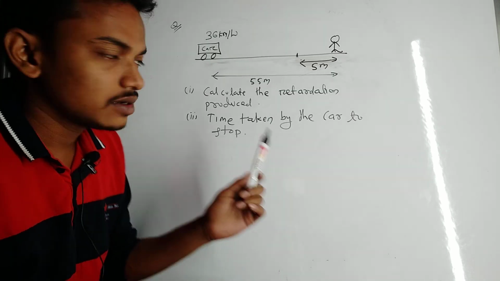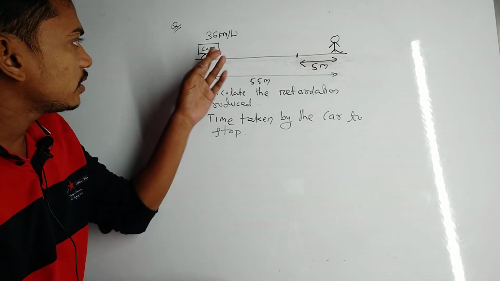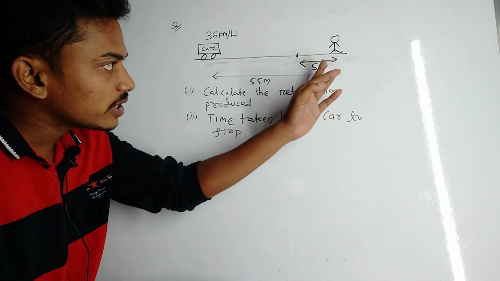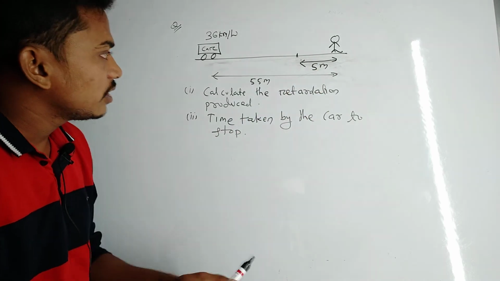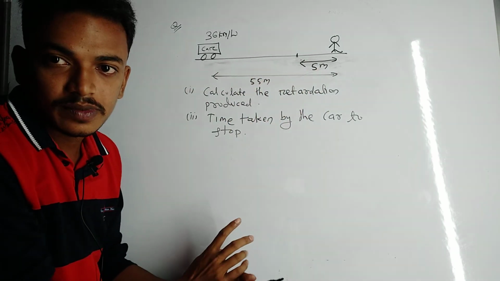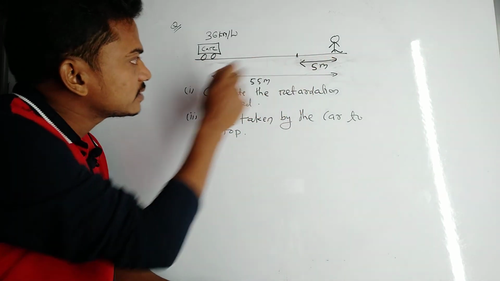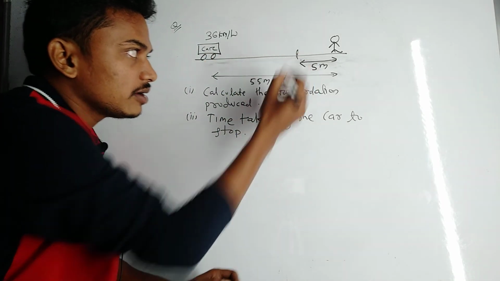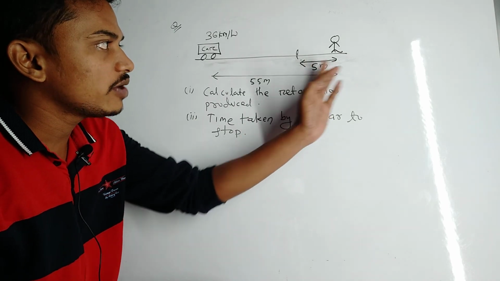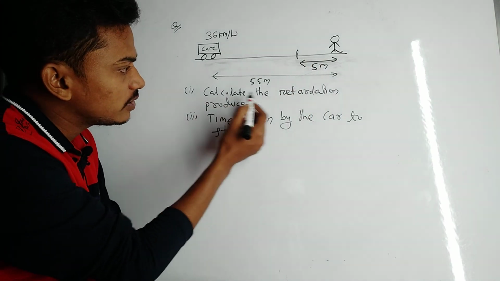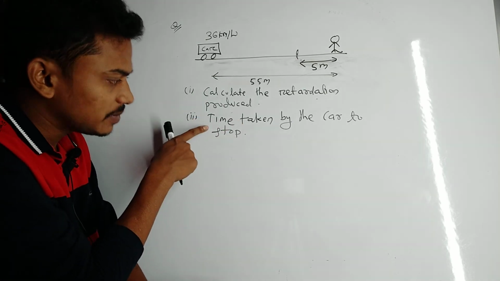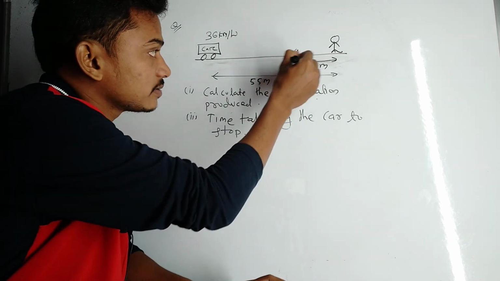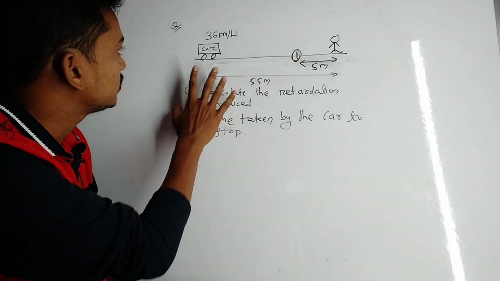Okay, now the question is, a car was traveling at a speed of 36 km per hour. It spotted a child standing on the road 55 meter ahead of it, and after seeing the child it immediately applied the brakes and finally stopped at a point 5 meter away from the child. The question is, calculate the retardation produced, and second, the time taken by the car to stop.